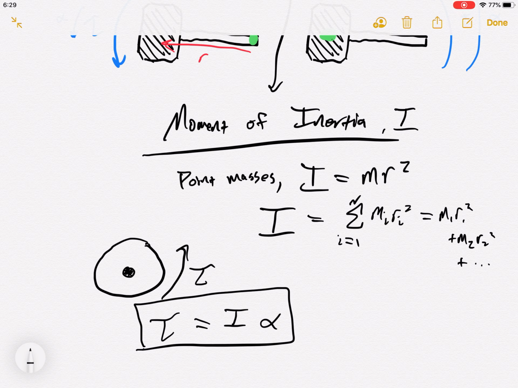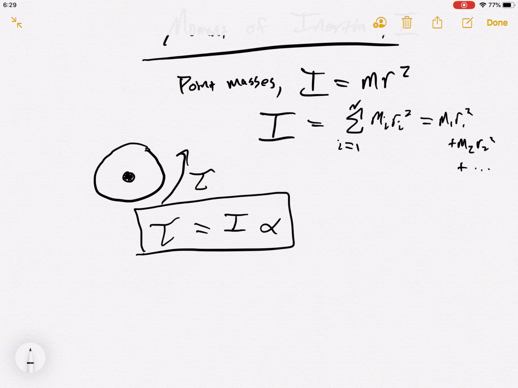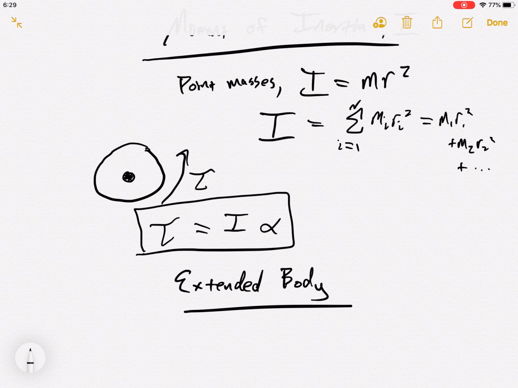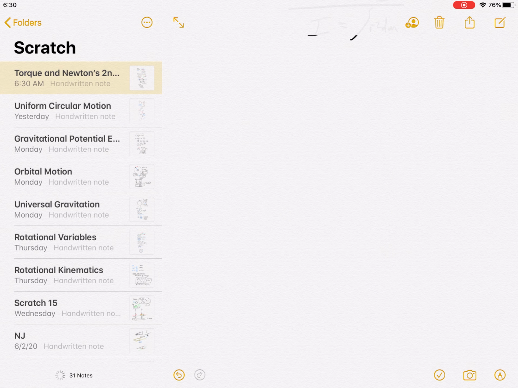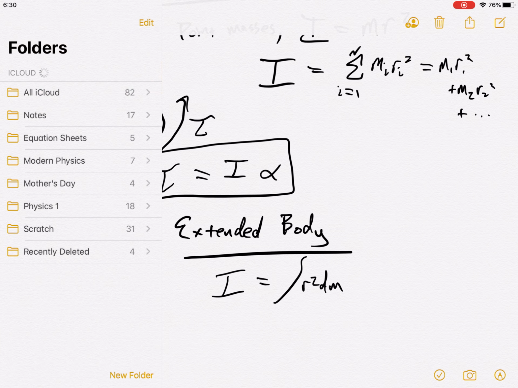Well, the disk isn't a point mass anymore. The disk is an extended body. So the moment of inertia for an extended body would be, well, you would have to add up all of the mr squareds for all of the mass on there. But that's a continuous object, so it would have to be an integral of r squared dm. So let's just say we do that for several objects. I can actually show you. You can integrate that, or you can trust someone else to integrate it.